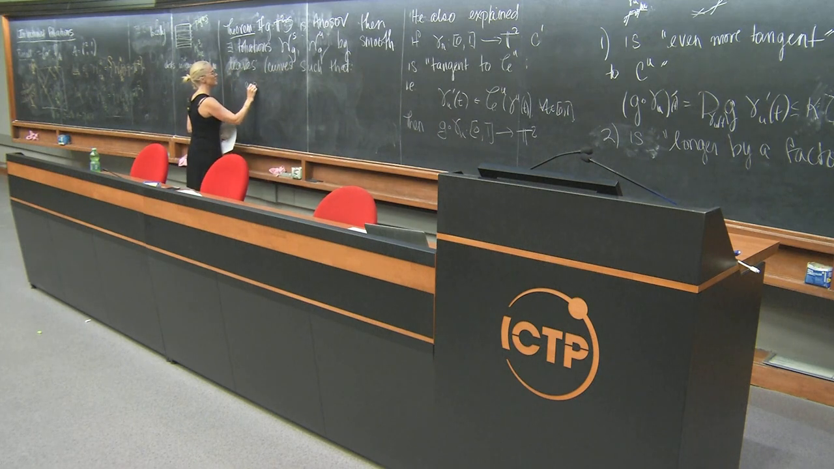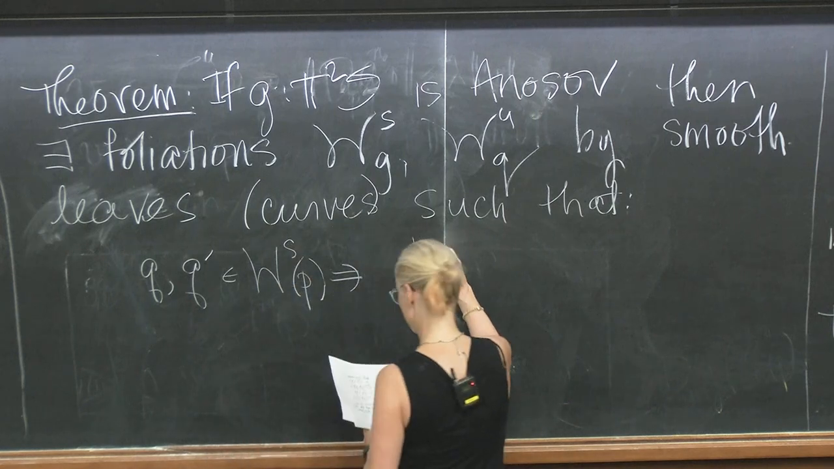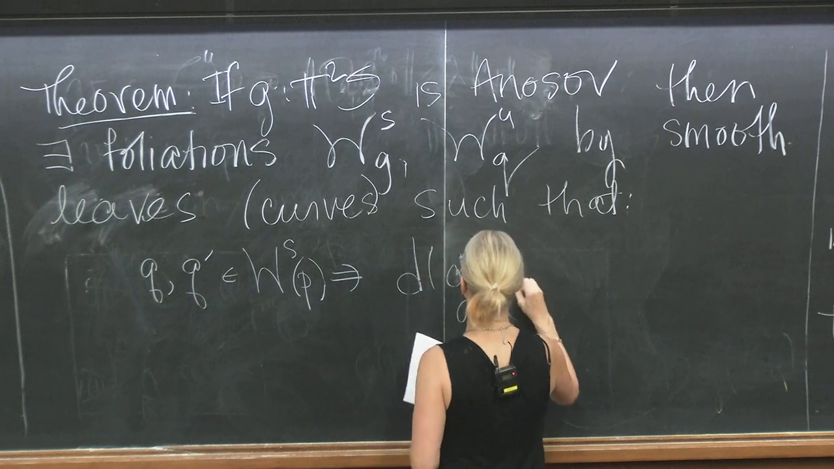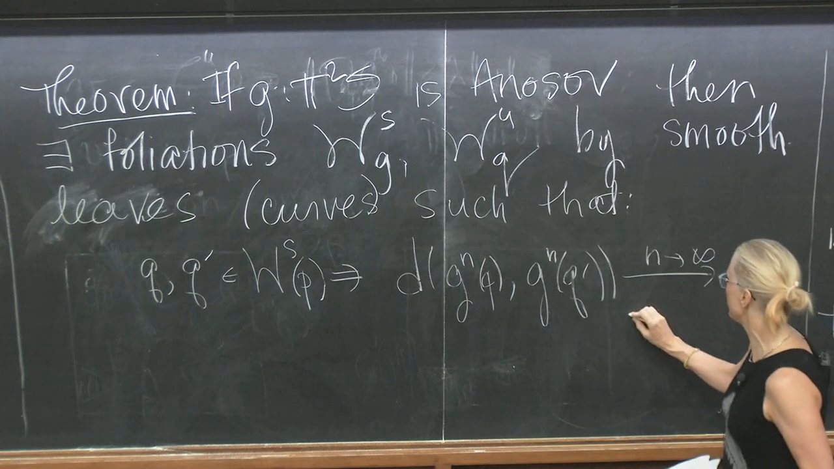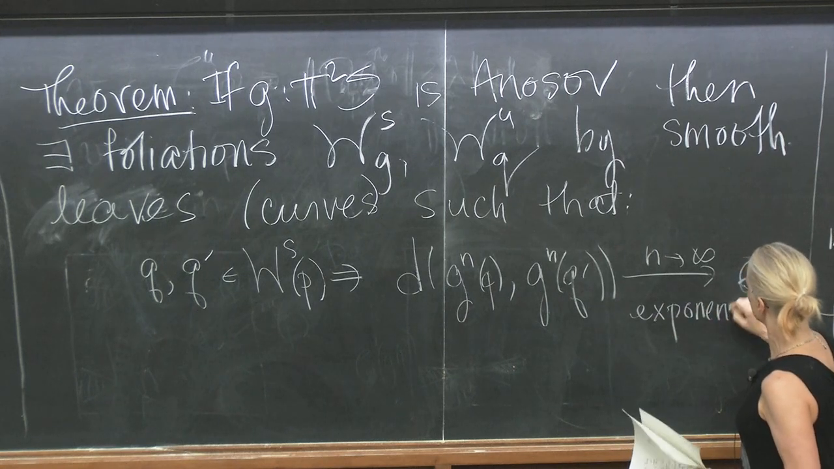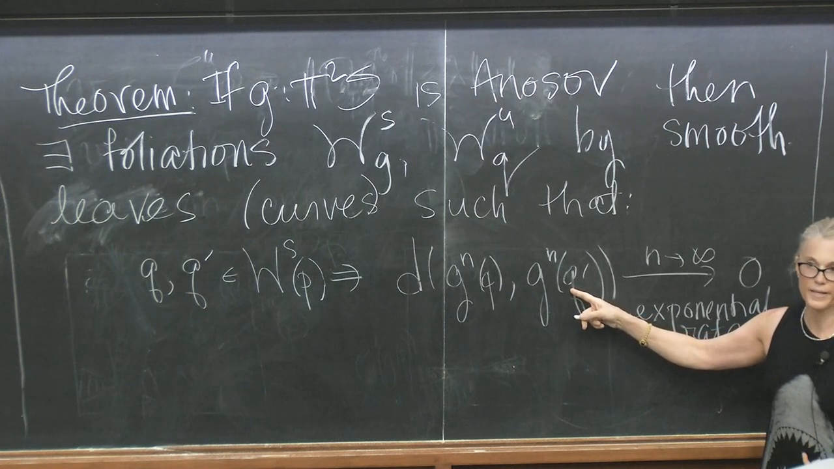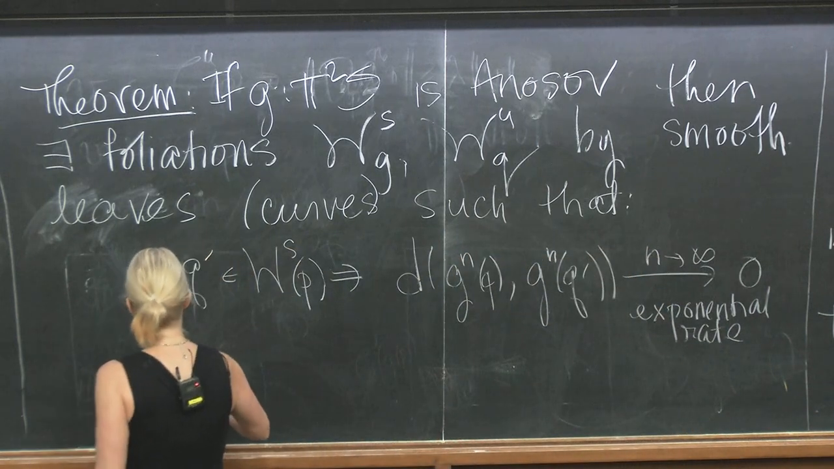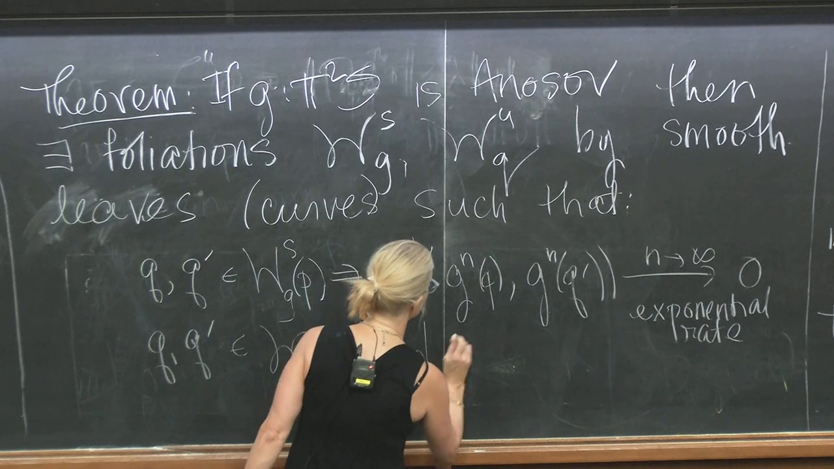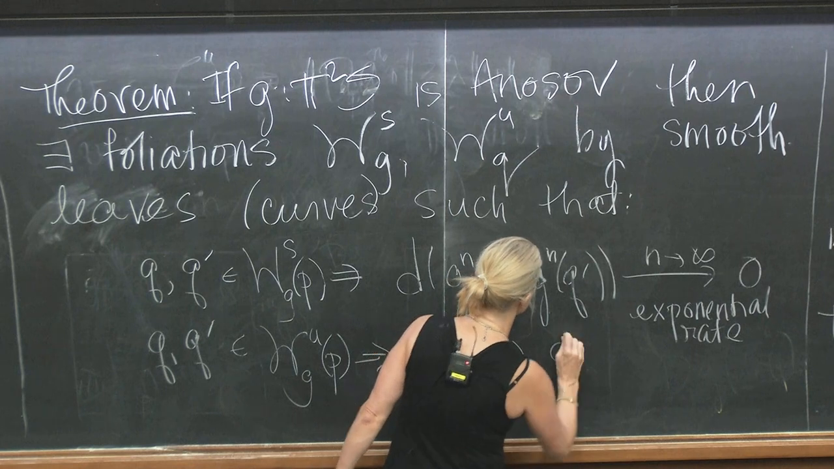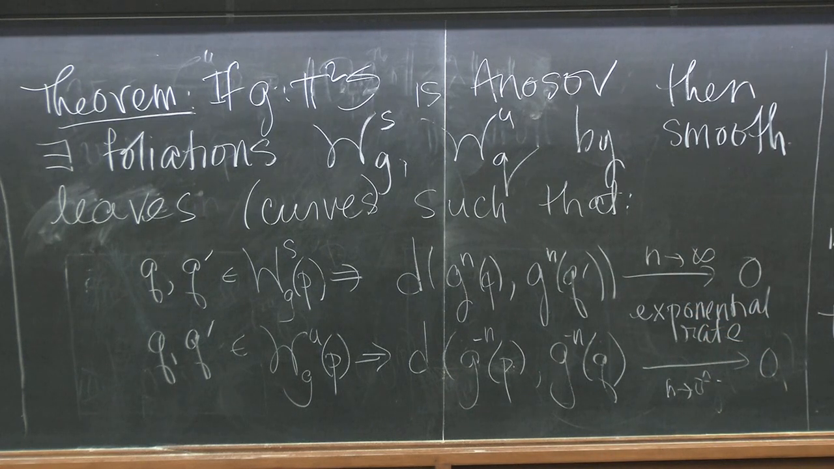if I take two points, Q and Q prime in WS of P, that implies that the distance from G to the n of Q and G to the n of Q prime tends to zero as n goes to infinity. And in fact, it does this exponentially fast, at an exponential rate. So this distance is less than or equal to a fixed constant times lambda to the n, basically. And if I take, similarly, two points in the same unstable leaf, then similarly, the same is true, but now I have to take G to the minus n as n goes to infinity. Okay, so we have two foliations like that.